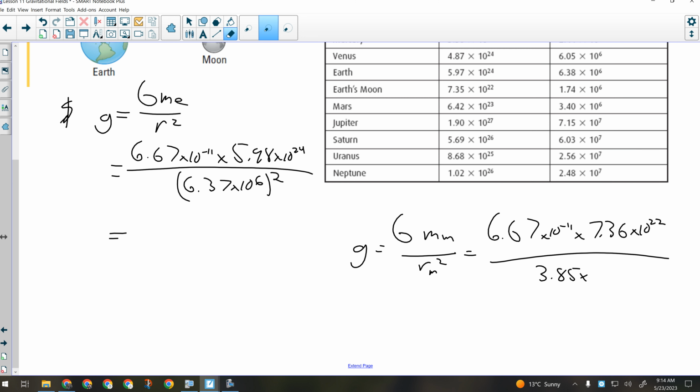1.774 times 10 to the 6, sorry. 3.85 is the distance from the Earth to the Moon; these numbers confused me. Okay, so there we go. Those are the numbers for the moon, and we should get a considerably smaller number, yes?